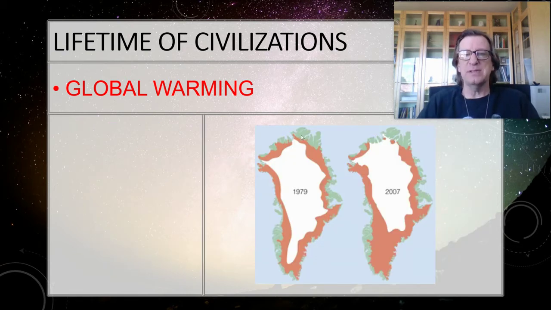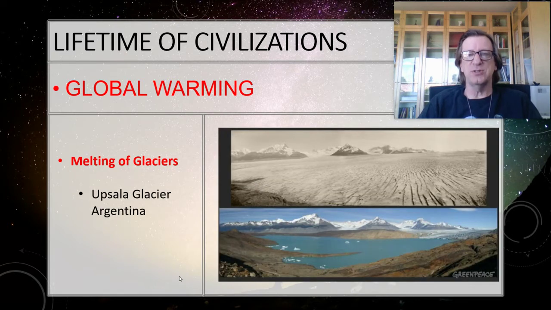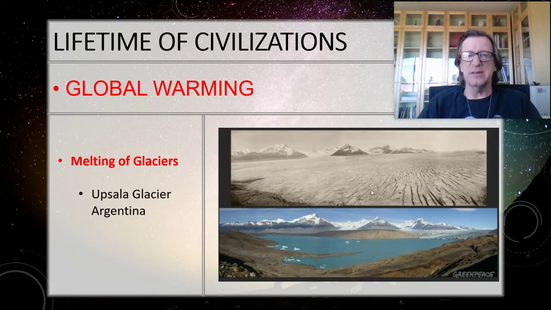And to give you some more examples, this is tracking glaciers. This is one of the earliest signs that you'll find that global warming is occurring. And so this is Greenland. This is where the ice was in 1979. This was how far it had retreated in 2007. Got some pictures here that you can see. This is the Upsala Glacier in Argentina, and this is today. This was, if I recall, I believe this was like 1908.